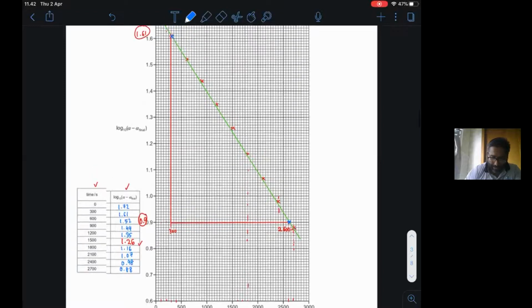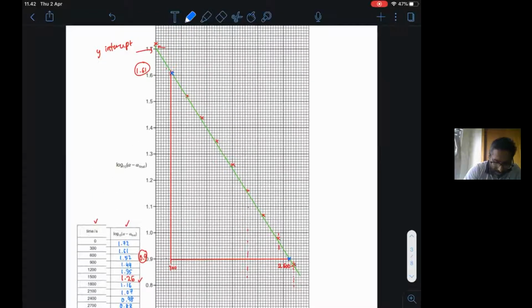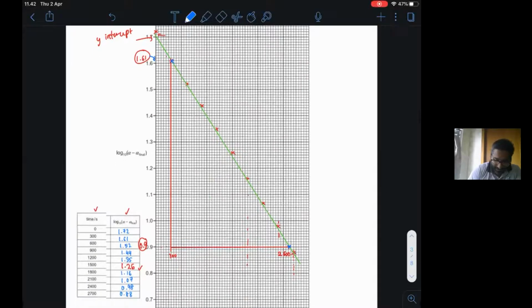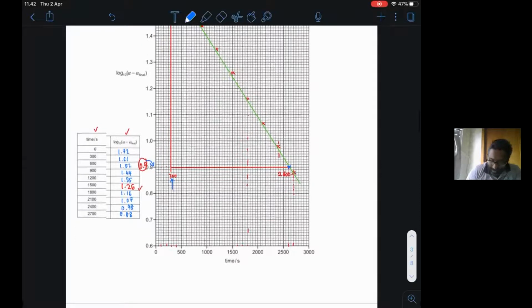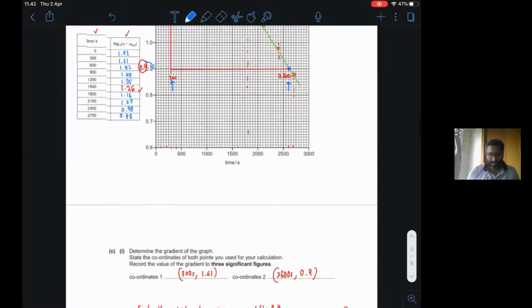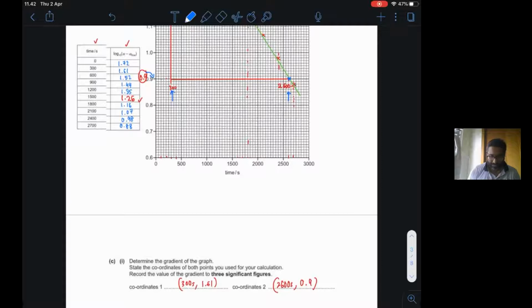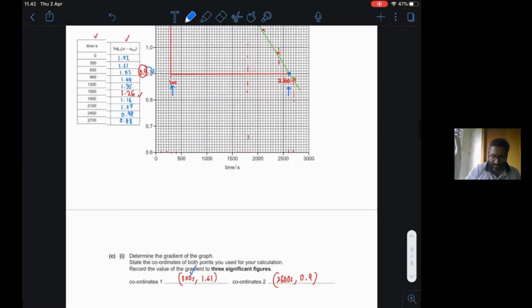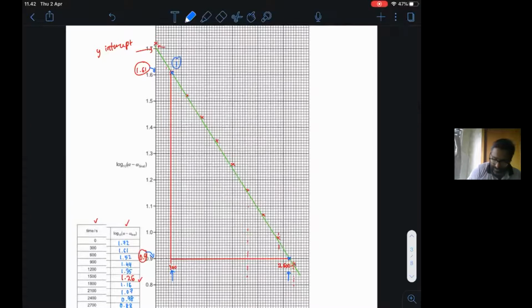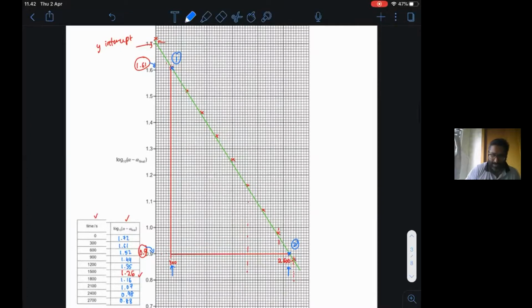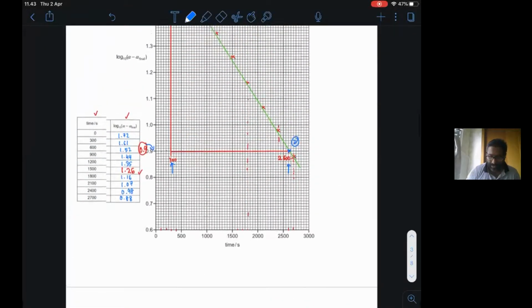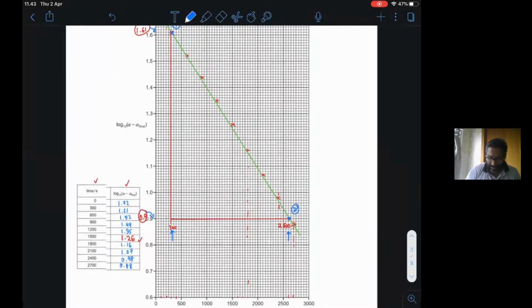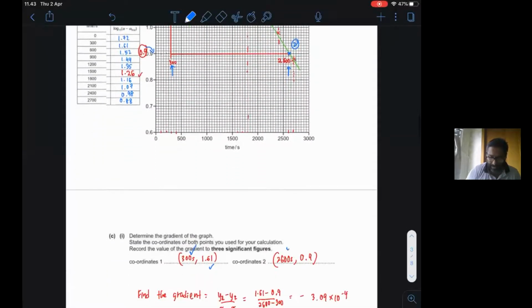So when I calculated, I found that this one I took at 1.61, and this one I'm taking from 0.9, and this one is 300. When I look from here, it's 2,600. So they want you to actually write down the coordinates, which are going to be x and y. The first coordinate is 300 seconds and 1.61. The second one is 2,600 seconds and 0.9.